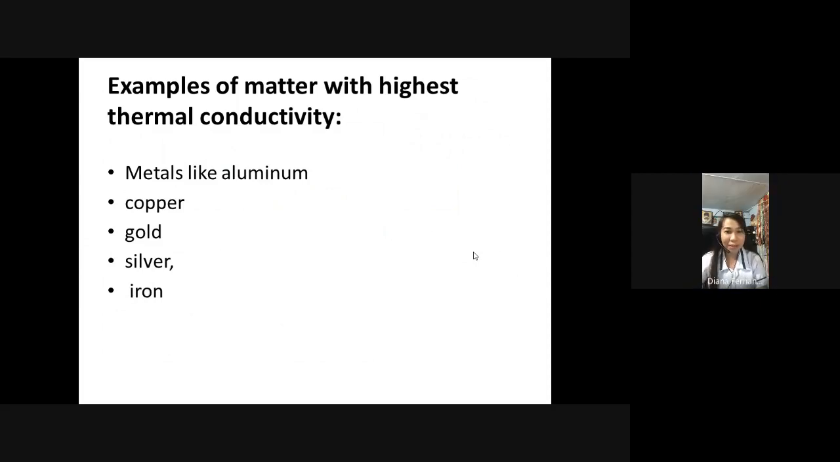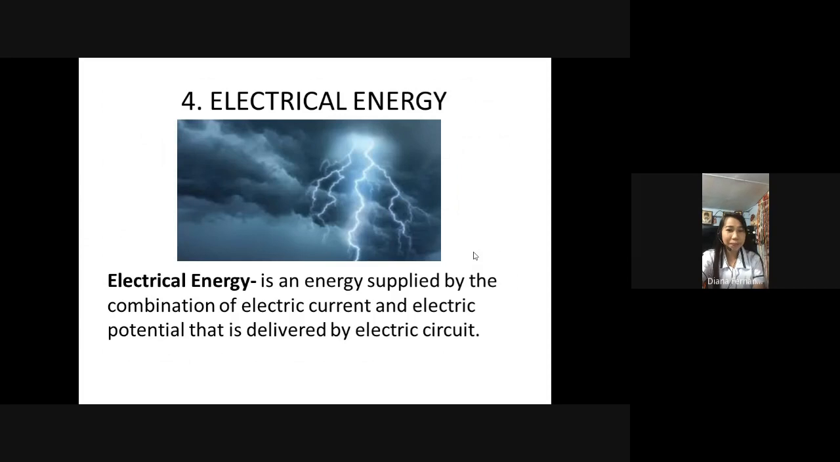Did you understand the third form of energy? Yes. Okay. So let's move on to the next. So we have electrical energy. Electrical energy is an energy supplied by the combination of electric current and electric potential that is delivered by electric circuit. Ayan, para mas maintindihan ninyo, electrical energy, ibig sabihin yung mga bagay na nagsusupply ng electricity.